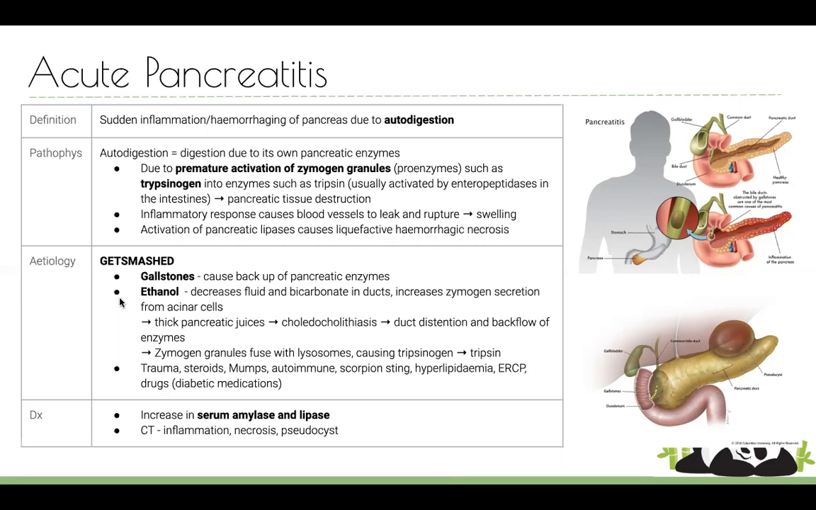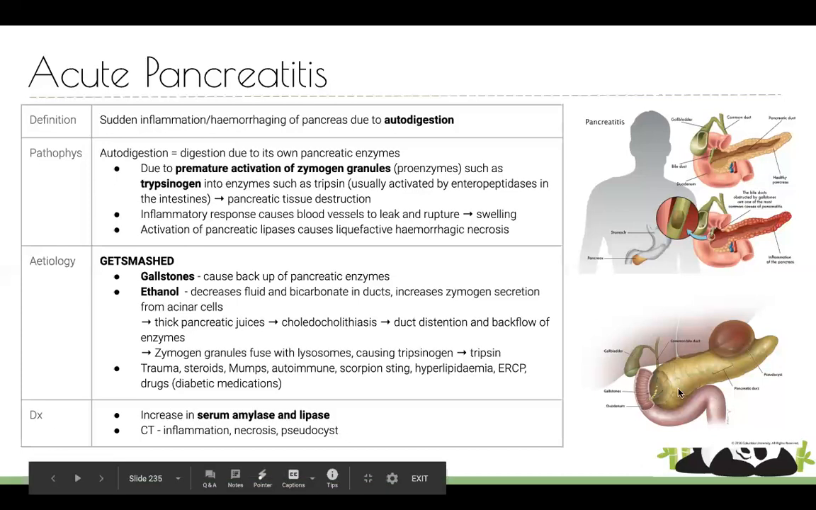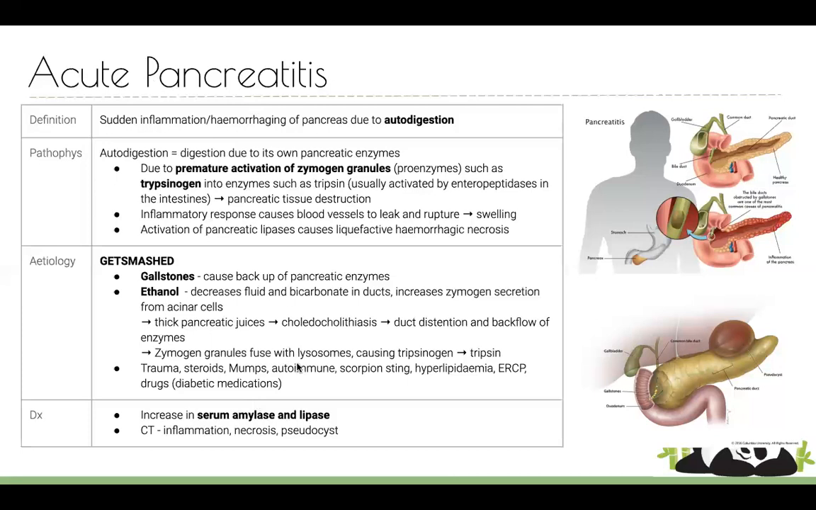And then another major cause is ethanol or alcohol. Just know that it's related to more zymogen secretion and activation. How do you diagnose this? Well, remember your pancreas is secreting your amylases and your lipases. So you're testing for these in the blood because they're not able to enter the duodenum, or it's just leaking, and so it'll all enter your blood. Lipase is better than amylase, and increases in those will indicate acute pancreatitis.